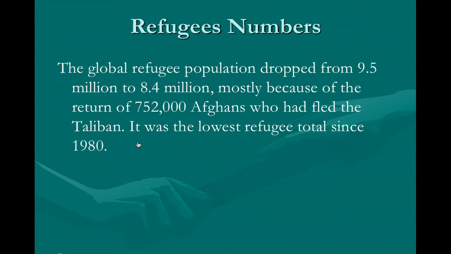Interestingly enough, the global refugee population did drop from 9.5 million to 8.4 million in recent years because there was a return of people going back to Afghanistan. So during the Afghan war, from the early 2000s, a lot of people were fleeing from the Taliban and the corrupt Taliban leadership in Afghanistan, but many of them returned when the Taliban was defeated.